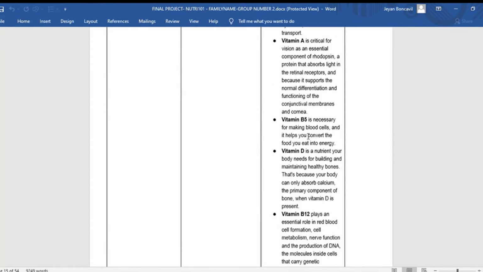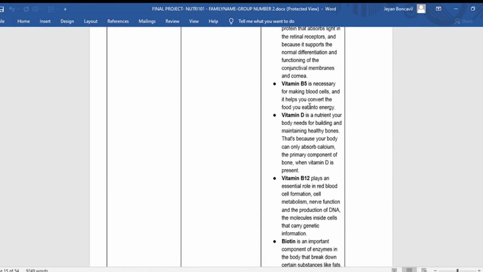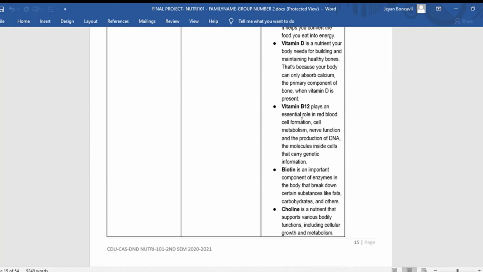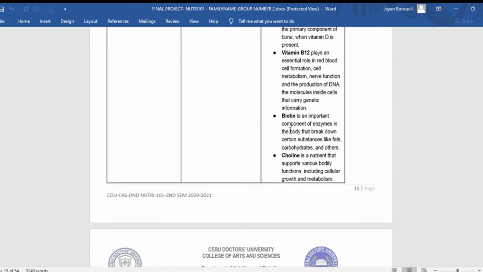Vitamin B5 is necessary for making blood cells, and it helps you convert the food you eat into energy. Vitamin D is a nutrient your body needs for building and maintaining healthy bones. That's because your body can only absorb calcium, the primary component of bone, when vitamin D is present. Vitamin B12 plays an essential role in red blood cell formation, cell metabolism, nerve function, and the production of DNA, the molecules inside cells that carry genetic information. Biotin is an important component of enzymes in the body that break down certain substances like fats, carbohydrates, and others.